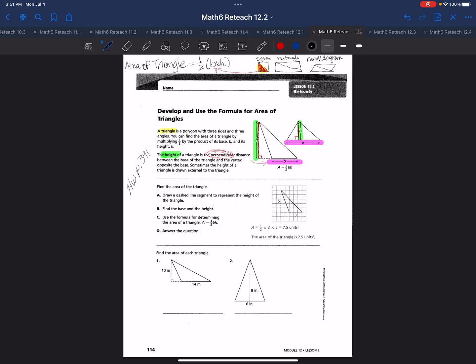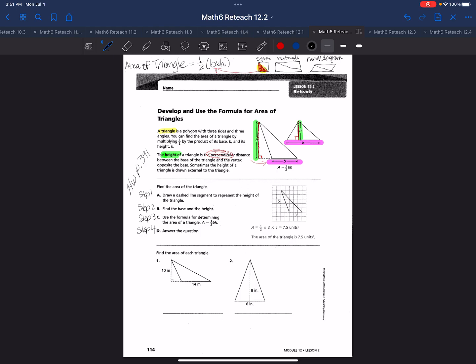Well, let's look at the steps involved here to find the area of a triangle. So here is your step-by-step process. I encourage you to stop this video and pause it and go ahead and try these examples on your own and then go back and review the video at any time.